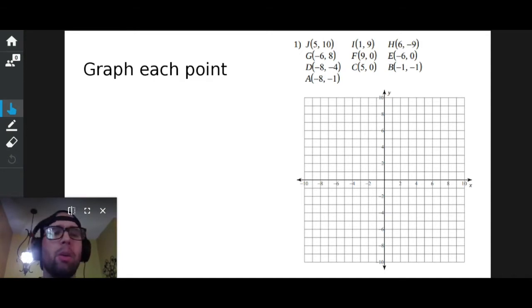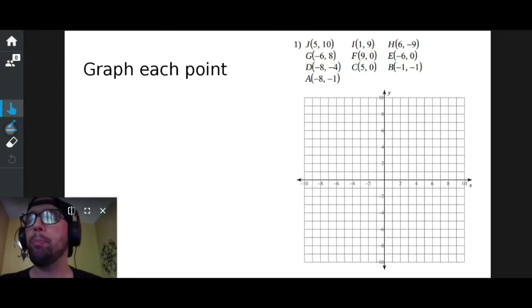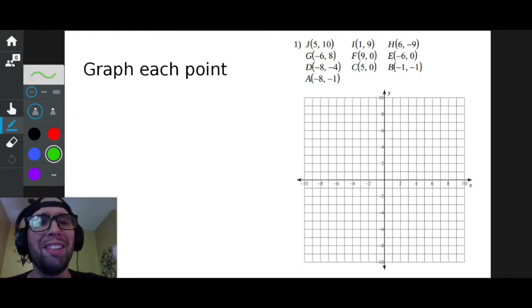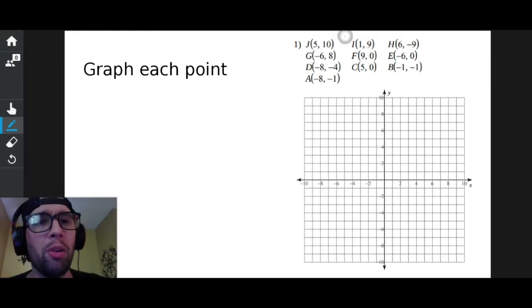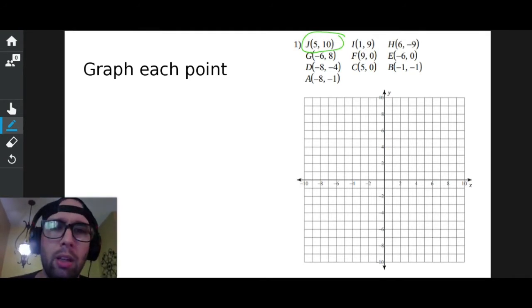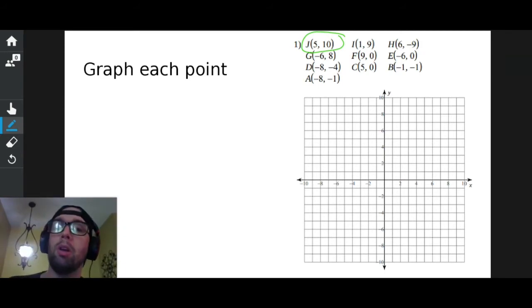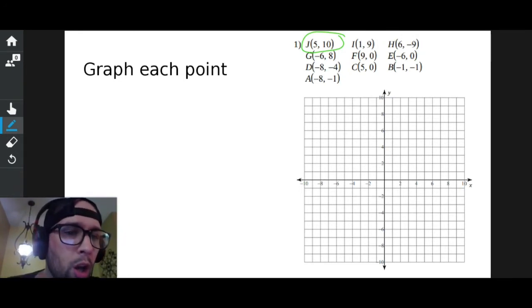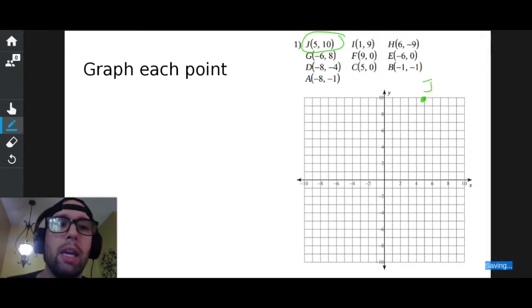Before we can really understand what to do in this chapter, we need to know how to graph points on a coordinate plane. The way you do that is, for whatever reason, this problem's in reverse alphabetical order. If you have a point and the first number is positive, you go right. If the second number is positive, you go up. So we're going to go right 1, 2, 3, 4, 5, and go up 10 and put our point there and label it J.